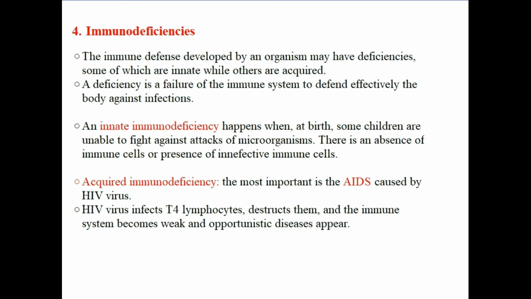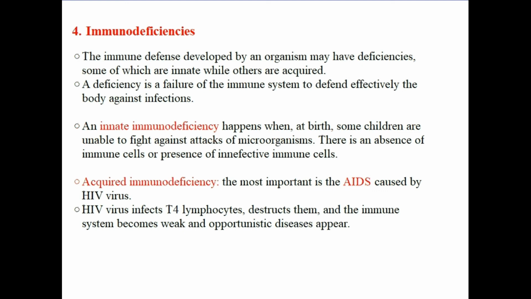Immunodeficiencies. Immune defense developed by an organism may have deficiencies, some of which are innate, while others are acquired. A deficiency is a failure of the immune system to defend effectively the body against infections. We have two types. An innate immunodeficiency happens when, at birth, some children are unable to fight against attacks of microorganisms. There's an absence of immune cells or presence of ineffective immune cells.